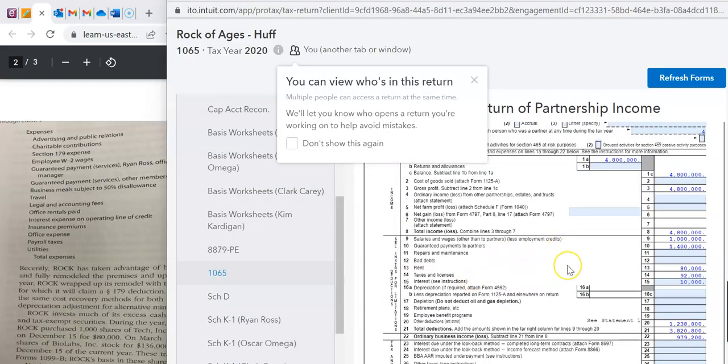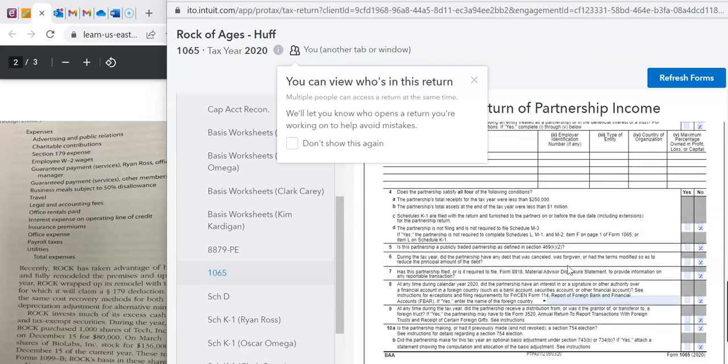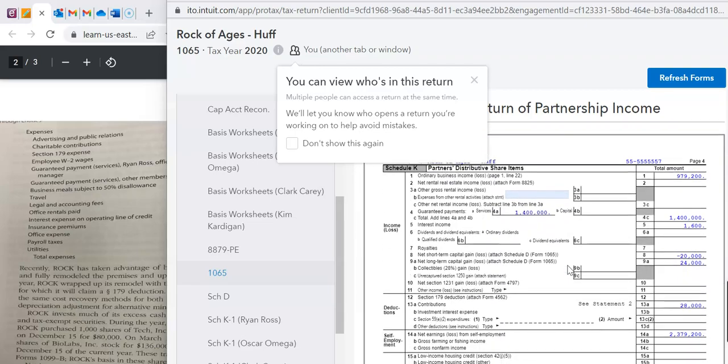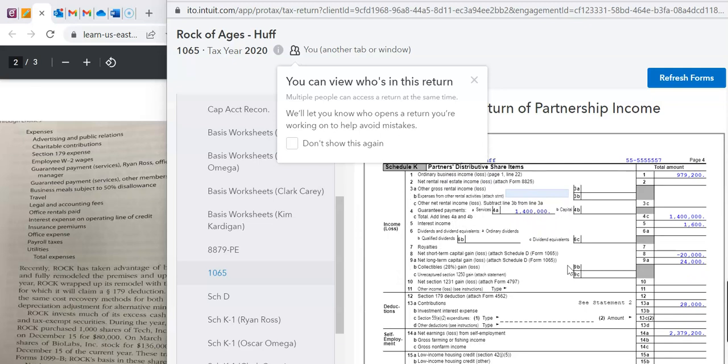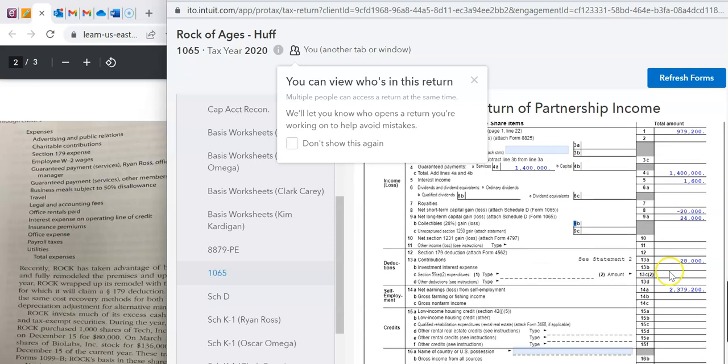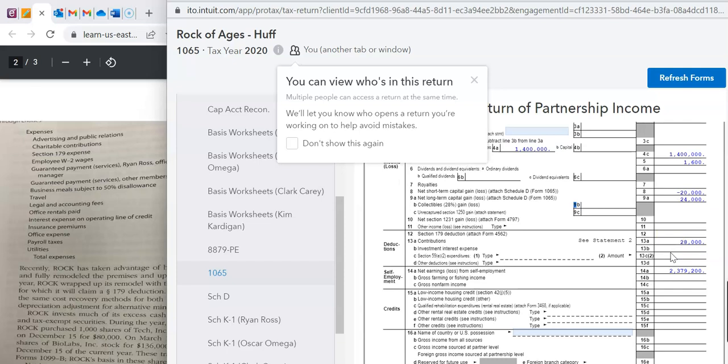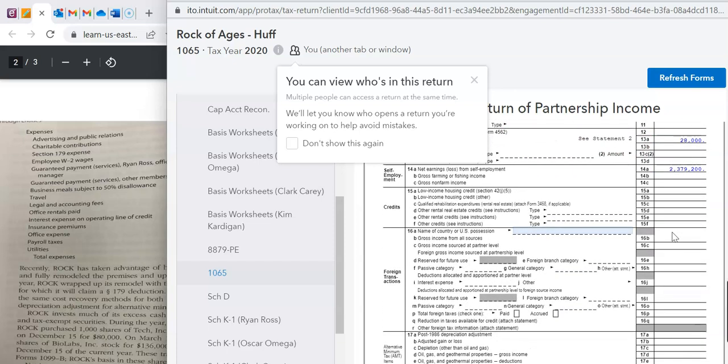Okay, so I'm looking at the forms again. So this is all still correct. Let's keep on going. All right, here's the Schedule K. Let's see what we're looking like there. 979, 1600 minus 20, 24,000. Oh, the Section 179. This should be 20,000 here. I don't know why that's not coming through. I'll have to figure that out. 28,000 is good. 2379200, that's good. So just this section from 4562, which we just did. I'll have to see what I didn't click.